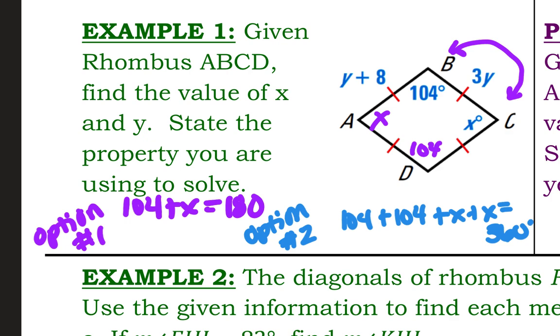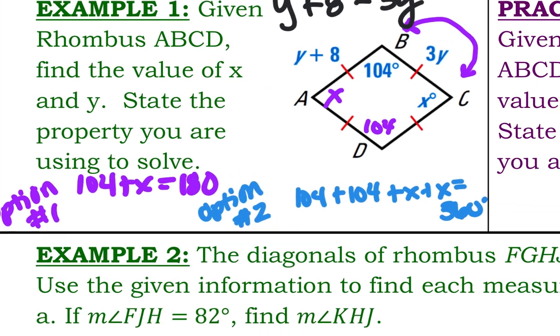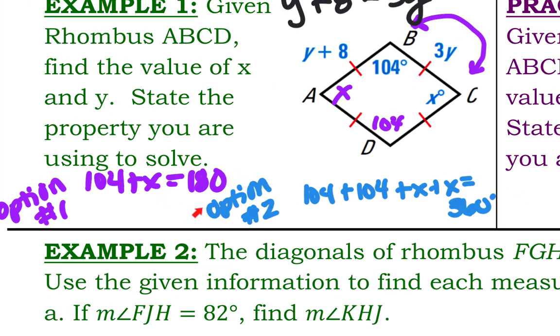All right, what about for y? For y, there's only one option. How would we solve for y? Just set them equal. Even if you didn't have these markings there, the fact that they're telling you it's a rhombus means all the sides should be the same. So for the y, it's just setting y plus 8 equal to 3y. All right, so for the x, you do have 2 options.